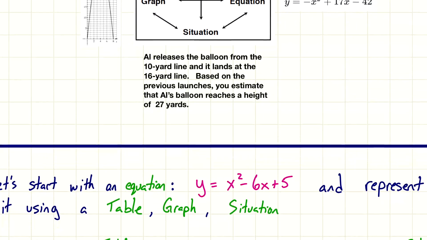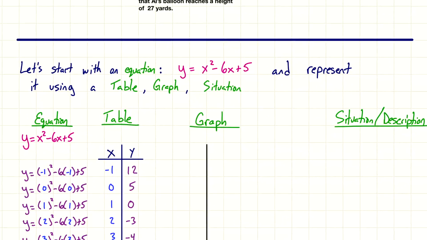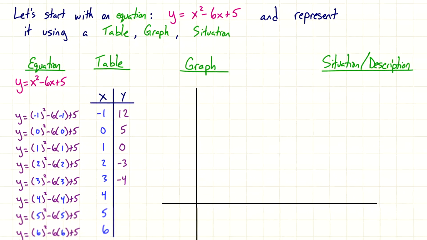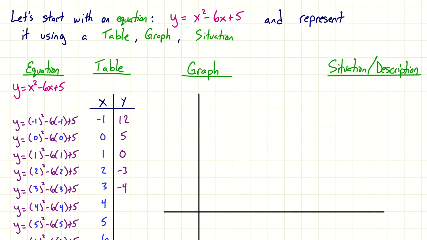I'm just going to do a couple problems here, and what I want us to try to do is see all these things together. For the most part, we have to be given something. So I want us to start with an equation, because that might be the easiest for some of us. I've started us off with this equation, y equals x squared minus 6x plus 5. I want to see if I could represent it using a table, a graph, and maybe a situation. I've started this for us.